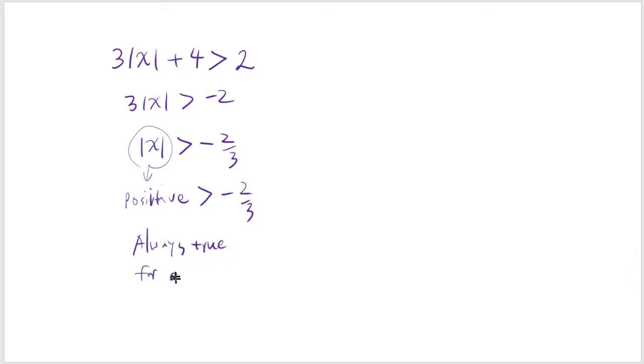For any x. Okay? And that means that x can be any number. Any x, so whether x is 1 or 2 or 5 or whatever, you can actually check. Just plug in whatever number, you'll see that this is always true. Say, let's plug in negative 2. Negative 2 absolute value is positive 2. 2 times 3 is 6. 6 plus 4 is 10. Definitely that's bigger than 2, right?